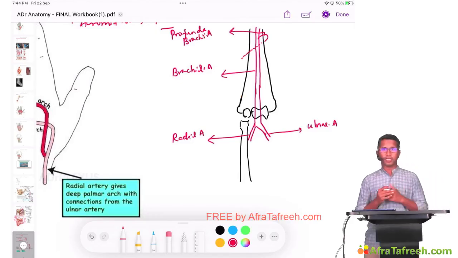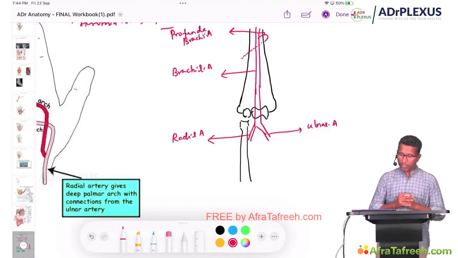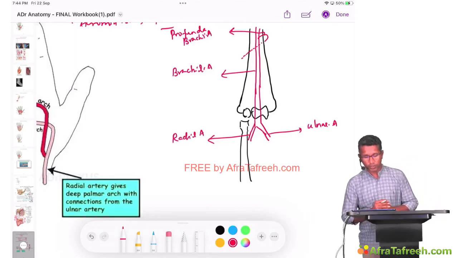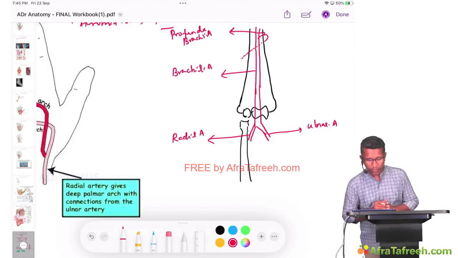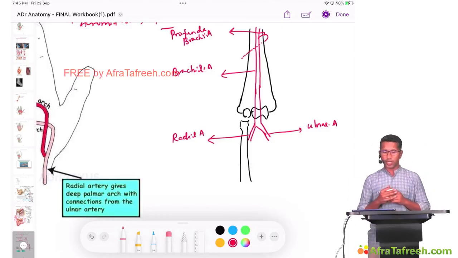And what is the nerve that accompanies the profunda brachii artery through the spiral groove? Anybody? This is again an important MCQ. Yes, Monisha, Vinita, very good, Hari. So all these are important questions, guys. The radial nerve accompanies the profunda brachii artery in the spiral groove.